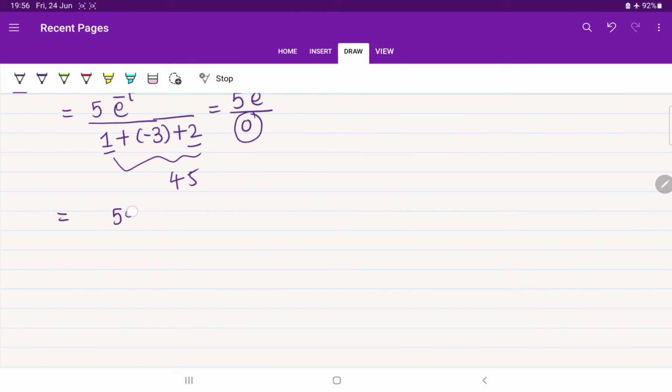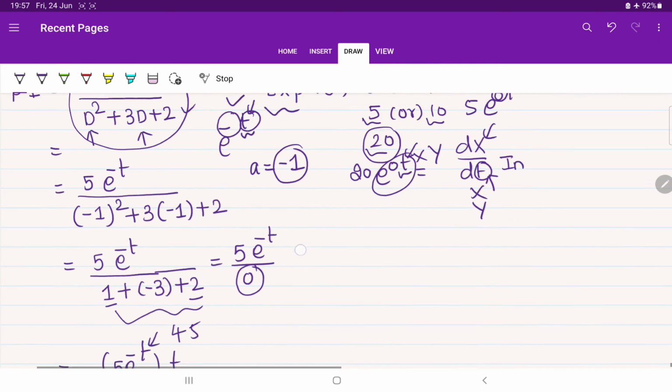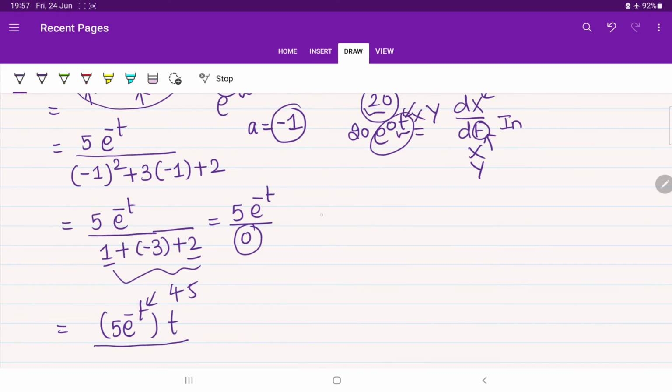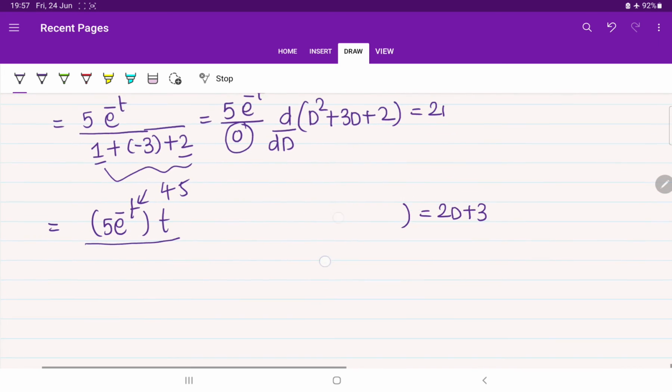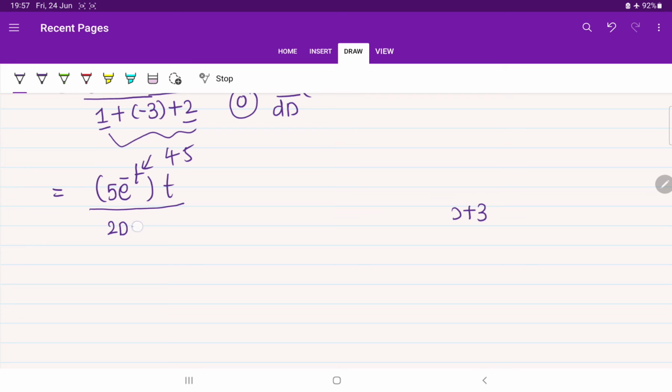Take the first step one more time. What is your independent variable here? t is our independent variable. Multiply your numerator by t one time, and the denominator will be differentiated. In the denominator we have d squared plus 3 times d plus 2. Differentiate your denominator with respect to d. Then what will you obtain? This will give you 2d plus 3. Substitute that value in the denominator, 2d plus 3.